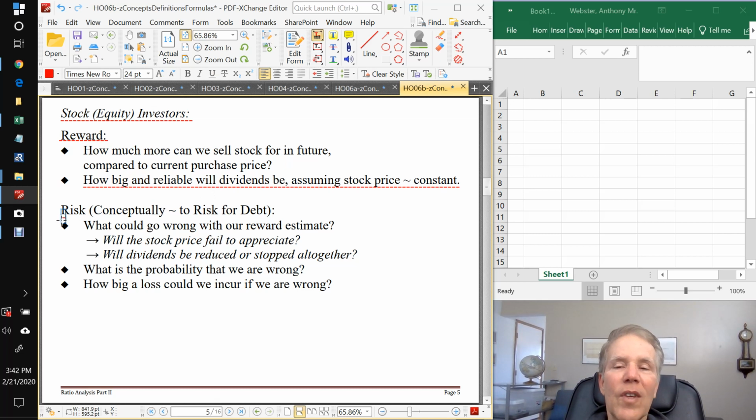And for risk, again, exactly the same conceptually as for debt investors. What could go wrong? What's the probability something goes wrong? And how big a loss are we going to incur if something does go wrong? But specifically for stock investors, what could go wrong is the stock price could fail to go up, or it could go down instead. That would be bad. And what if the dividends are reduced or stopped altogether?